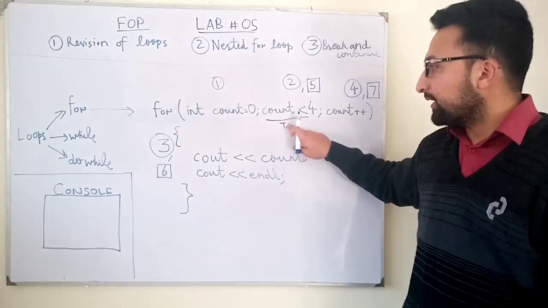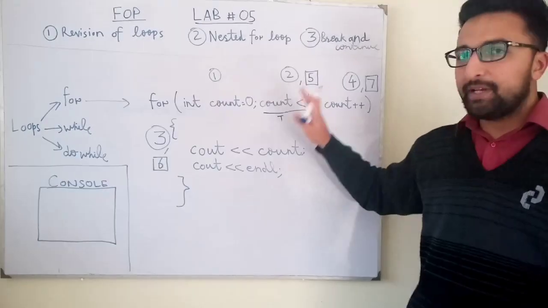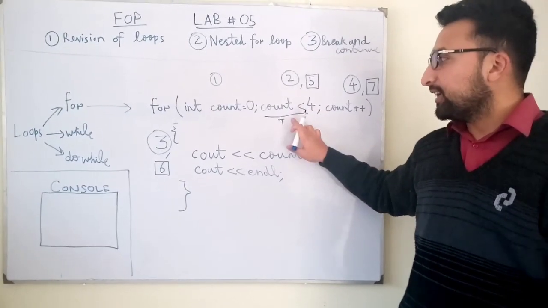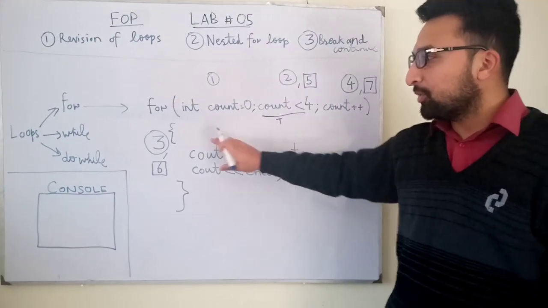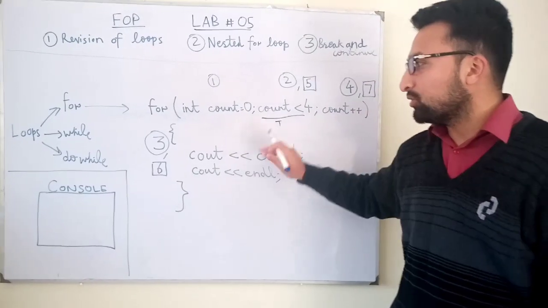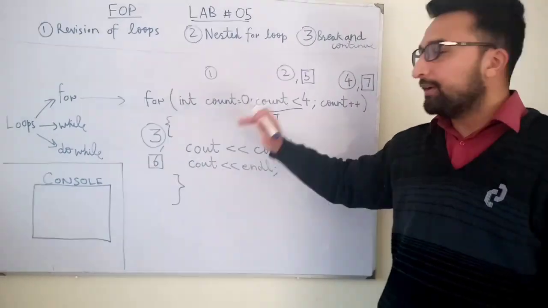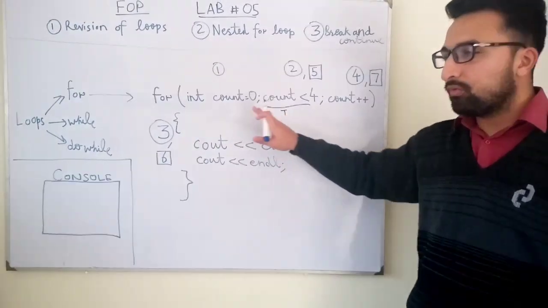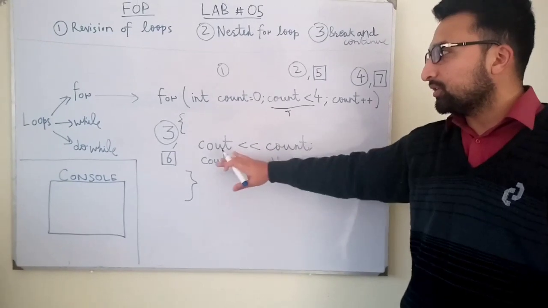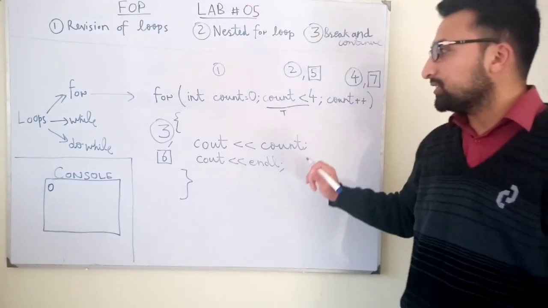For example, for the first time the count is initialized to 0, so 0 will be less than 4. That will give a true result, and when the true result comes, the body of the for loop gets executed. So third step will be the execution of the body of for loop. In the body of for loop, whatever value the count variable holds, we are just printing it on the screen. Currently it holds the value 0, so 0 will get written on the screen.